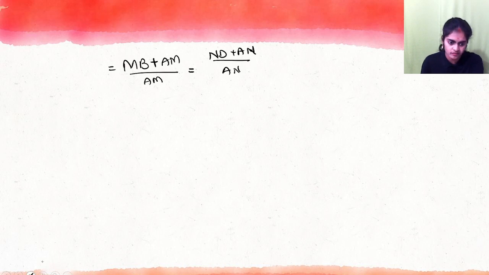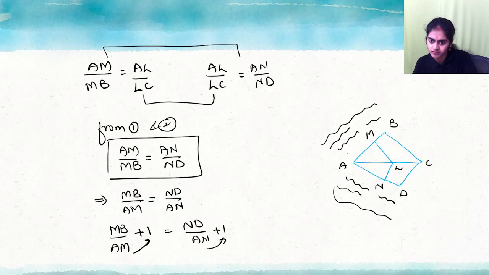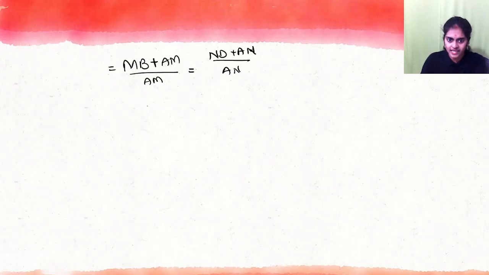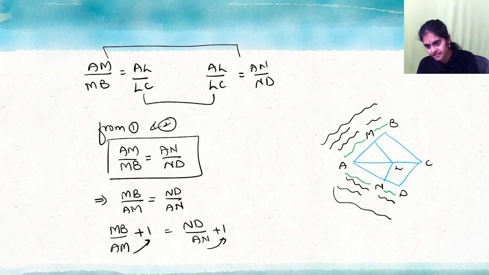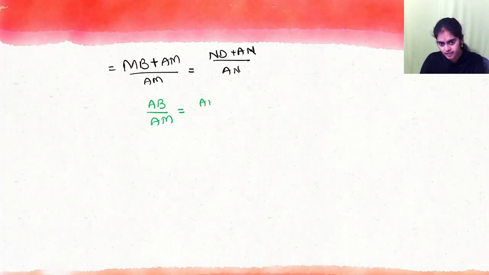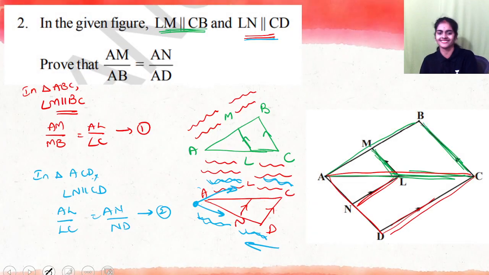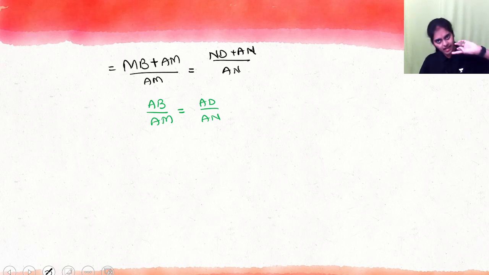Now just have a look here. MB plus AM. MB plus AM is the total AB. Okay, so can I write here AB divided by AM is equal to ND plus AN. ND plus AN is the total AD, you can see. So it is AD by AN. Okay, but this is not what you want again. Just go back and see. It is AM by AB you want. Okay, so I got AB by AM. So again reciprocal. So taking the reciprocal, AM by AB is equal to AN by AD.